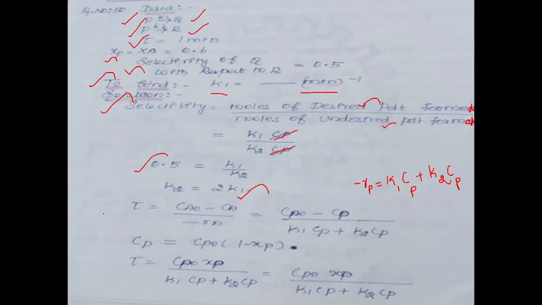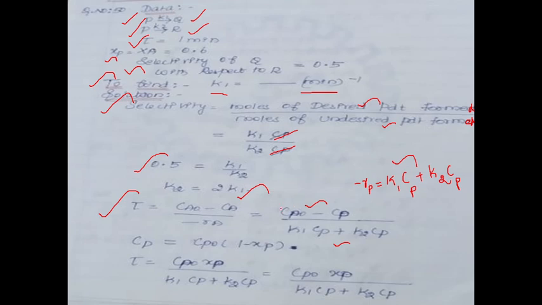So here the reaction is carried out in an ideal CSTR. So the CSTR equation: tau is equal to Ca0 minus Ca by minus Ra. This is a general equation. Our reactions are P gives Q, P gives R. That's why we should take Cp0 minus Cp by minus Rp. Minus Rp is equal to K1 Cp plus K2 Cp. So tau is equal to Cp0 minus Cp divided by K1 Cp plus K2 Cp.